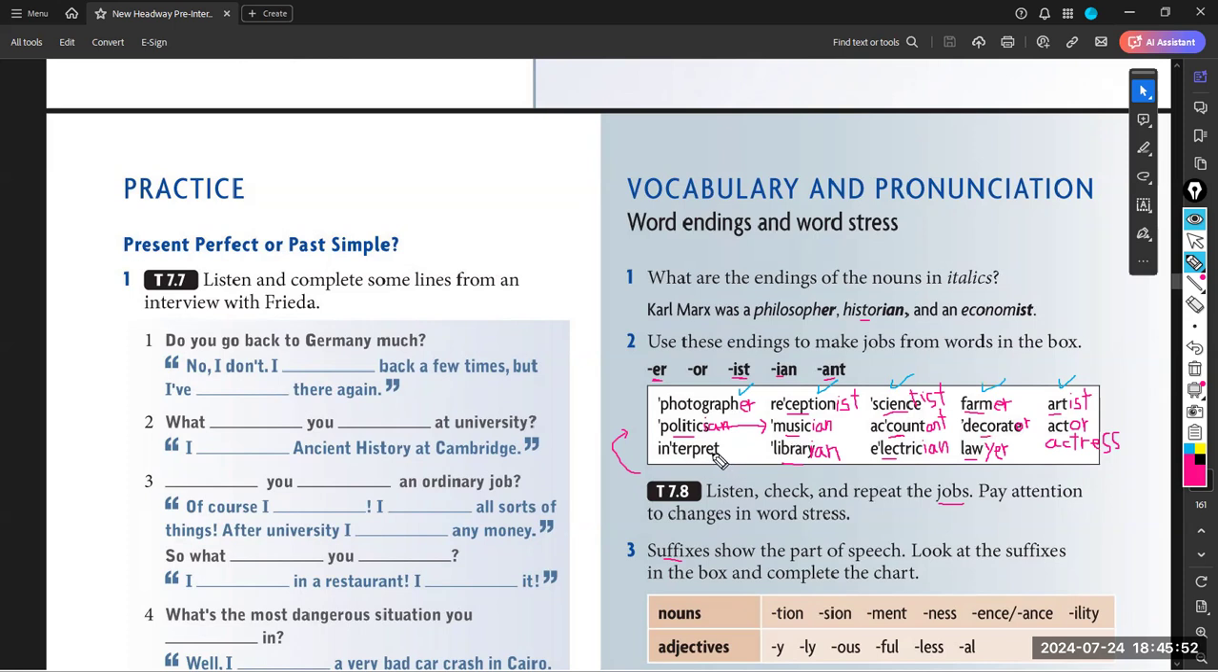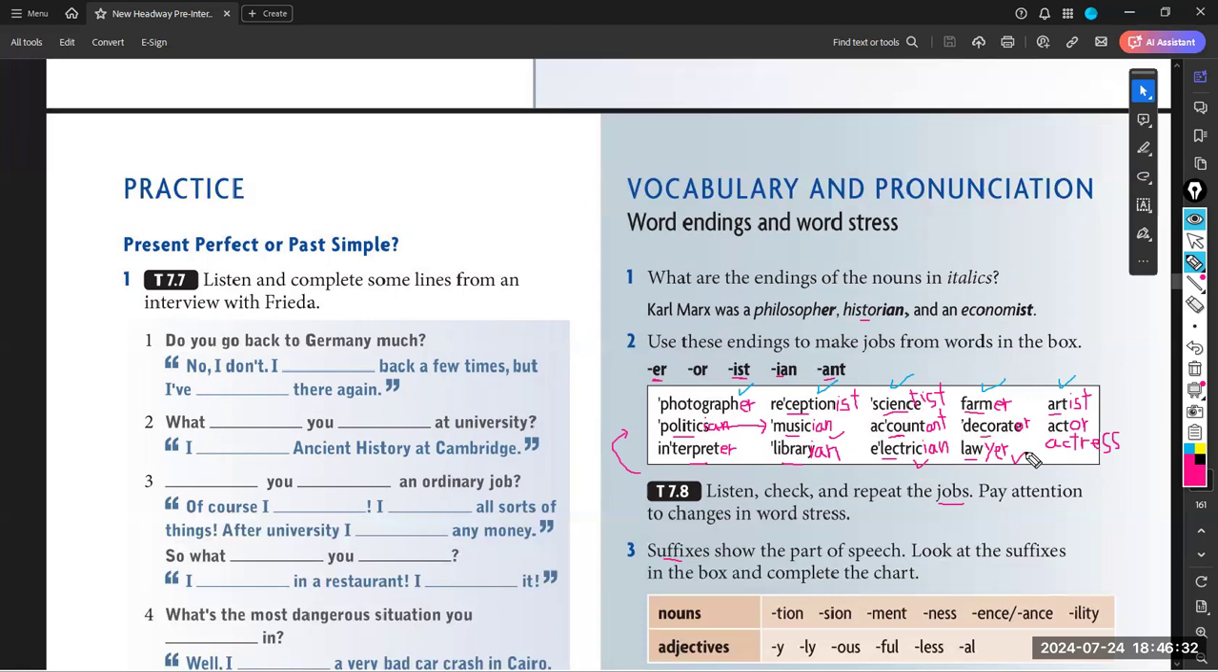Interpret. What do you think? Interpretation, or interpreter. It's just like a translator. Interpreter, exactly. But ER or OR? OR, I think. It is ER. So let's listen to it. Interpreter. This is it. Librarian. Yes. Electrician. Yes. Lawyer. And lawyer.